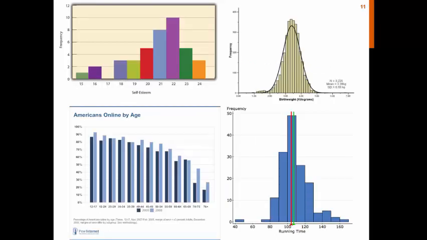Here are some graphs that I've pulled, and I want you to identify the shape of each of these distributions. If we were to draw a line over self-esteem, we see that it increases and then it decreases. It has a single mode, but the left tail is much longer than the right tail. So this one is negatively skewed.